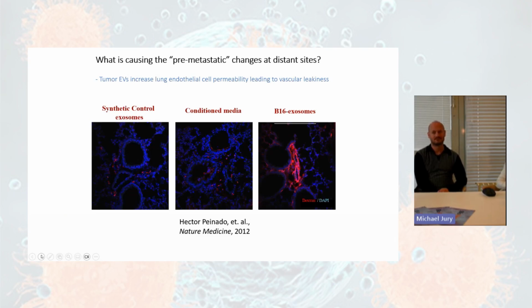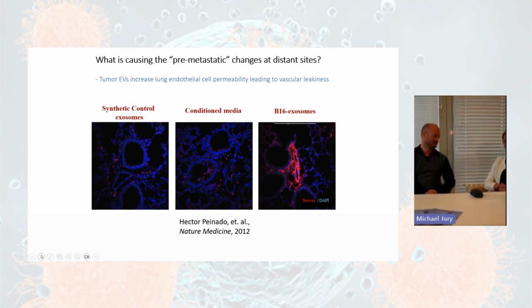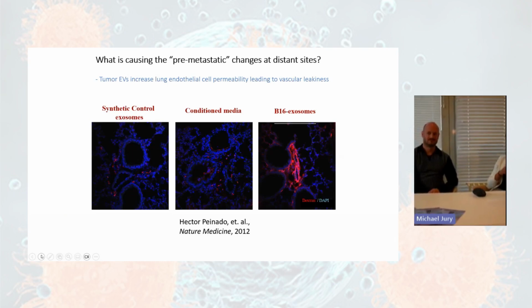So putting that together, here is a figure from the early paper showing that EVs, but not just the conditioned media, from melanoma tumor cells here, induce vascular leakiness or endothelial cell permeability. So dextran is leaking in the tissues. And this was very early on, supporting this theory of EVs mediating systemic effects related to the primary tumor.